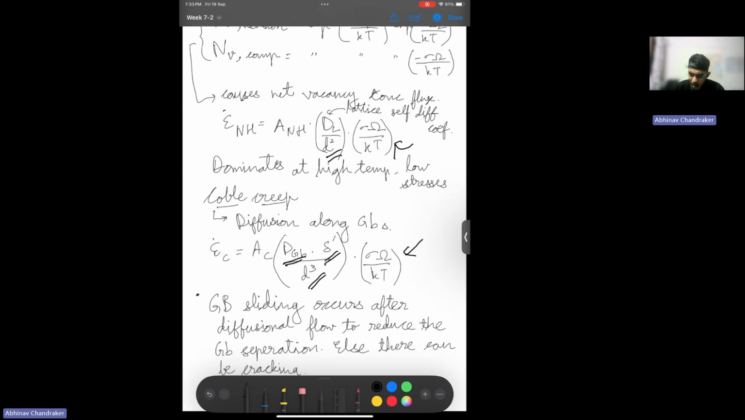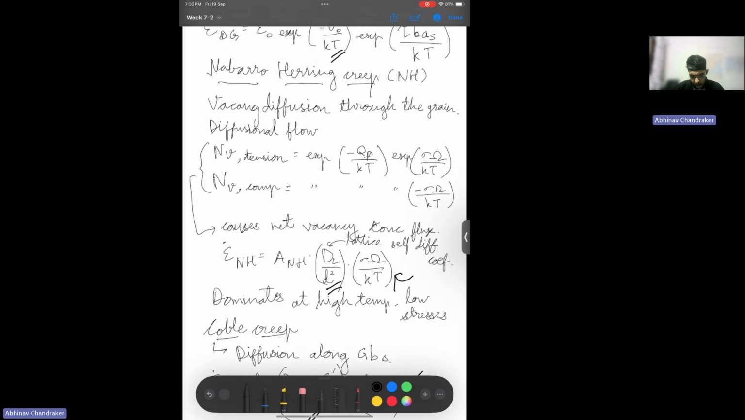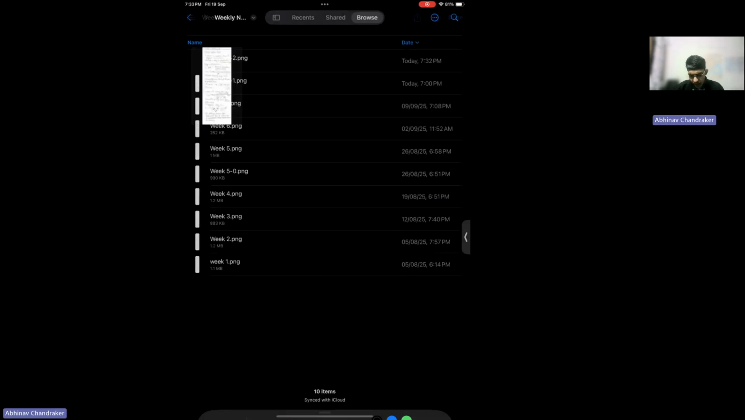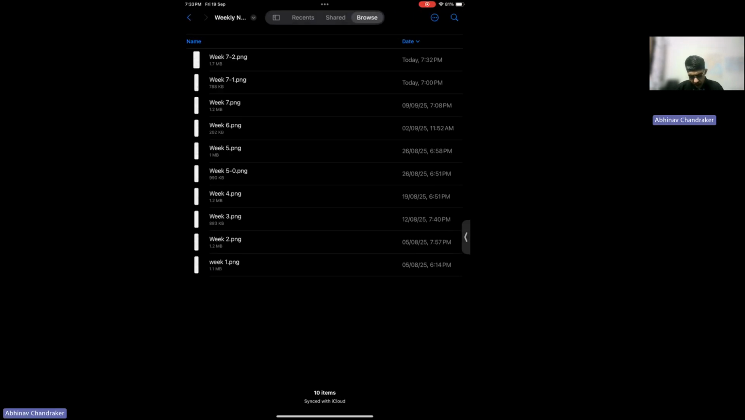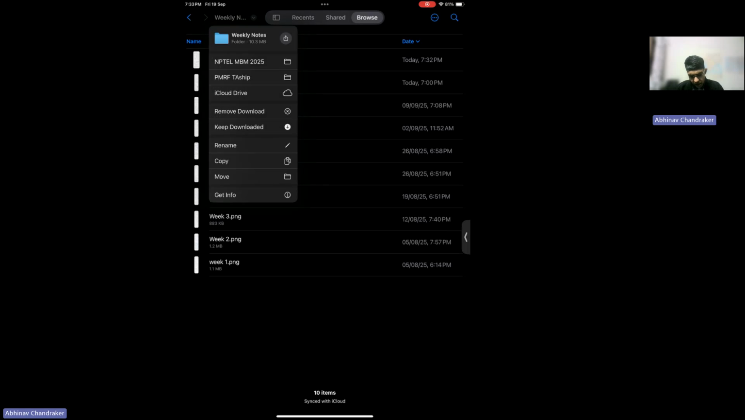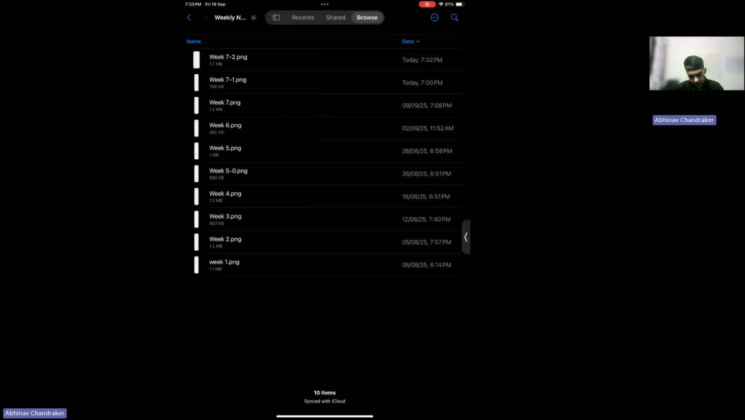So sliding of grain boundaries is happening parallelly along with the diffusion of vacancies, and together they are ensuring that you have creep taking place, as well as no critical flaw creation which can lead to failure. So that was all about creep that we'll discuss in this session. Some portion is left, which, as I said, we'll discuss in the next one.